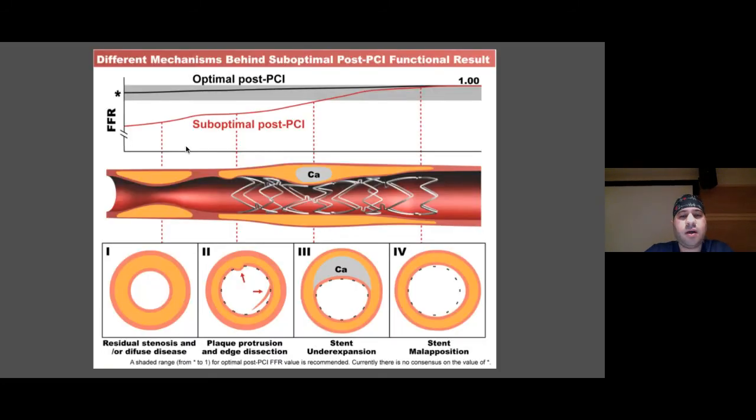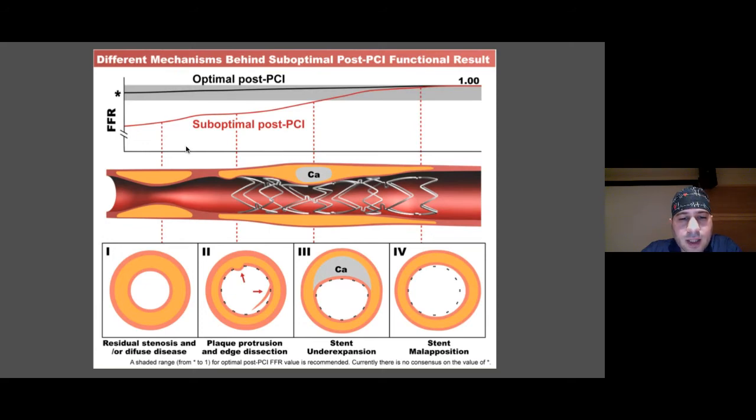So why are we not getting optimal results for our PCI? There are 4 main categories. One, there's either a focal residual stenosis or there's diffuse disease. If a focal stenosis is seen, adding another stent could improve your FFR post PCI, whereas if you've got diffuse disease, unfortunately, medical therapy is the way to go.